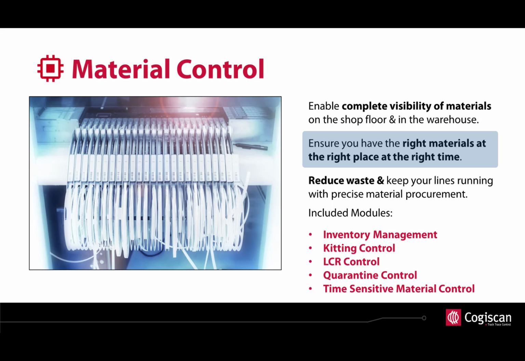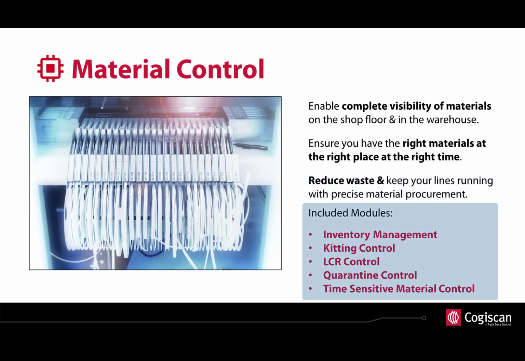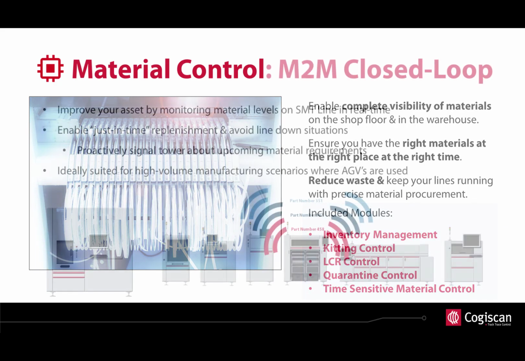And finally, it aims to enable precise procurement, in other words, to avoid purchasing excess material while at the same time avoiding material shortages. And there are several features within this module to provide for complete control of material throughout the factory, including inventory management, kitting control, LCR control, quarantine control, and time-sensitive material control.